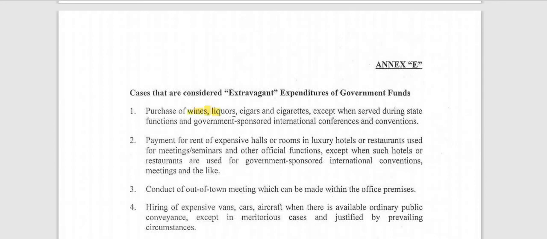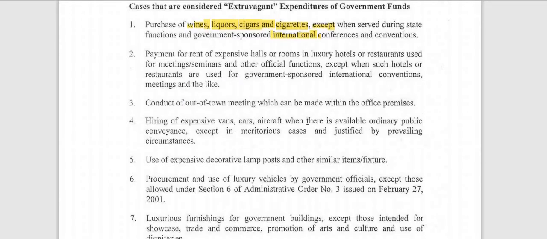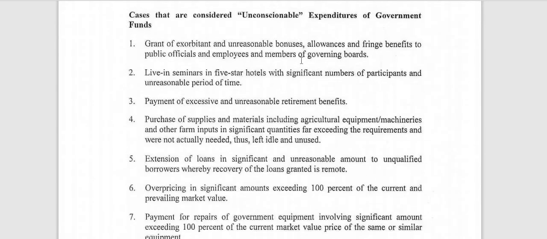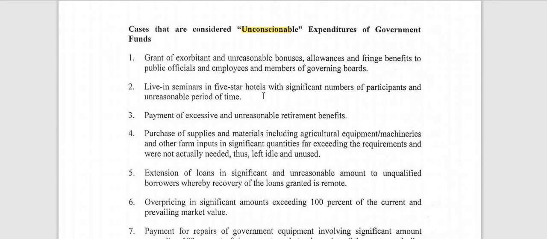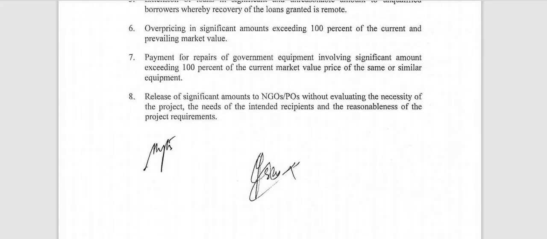Extravagant is, for example, buying wine, liquor, and cigarettes, but there are exceptions, especially when it is about international conferences. So, that is extravagant. Then unconscionable, these are the examples. So that basically is our discussion for public expenditures.